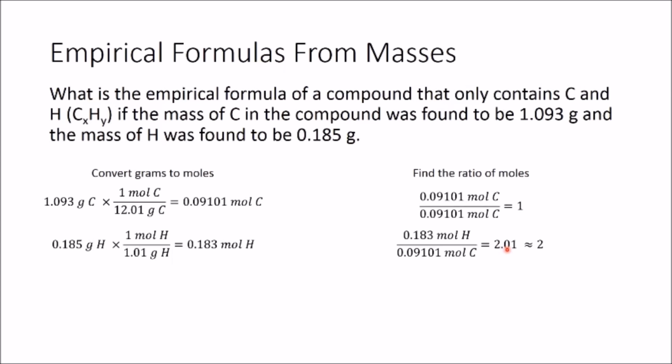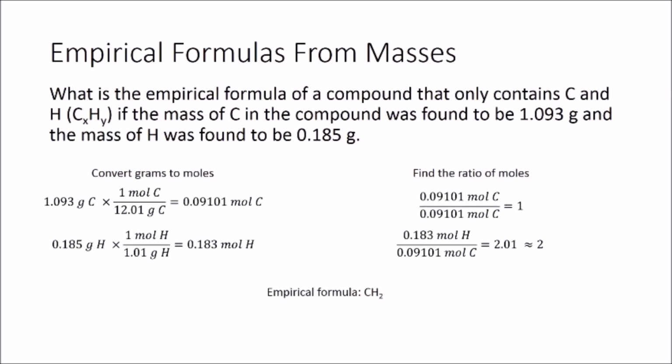You can have 1 or you can have 2, but you can't have a 0.01. The reason for this is they're physical things. You can only have integer numbers of them. So we round to the nearest integer, in this case 2. We now have a ratio of moles, but we need to write this as an empirical formula. As an empirical formula, this is CH2.